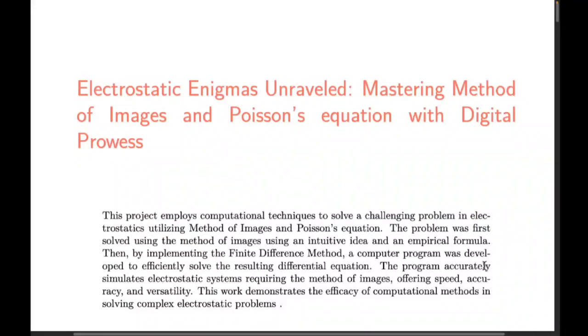This elegant approach utilizes the idea of mirroring charges to create a virtual charge distribution that satisfies boundary conditions, allowing us to effectively analyze and comprehend the behavior of electric fields. We then harness the powers of computational techniques to propel our understanding of electrostatics. By implementing the finite difference method, we have developed computer programs that have efficiently and accurately simulated electrostatic conditions.